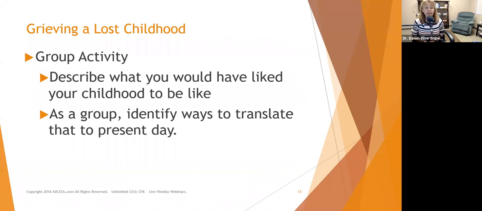If you would have liked to have had a parent that was supportive of your hobbies or your sports activities, okay, now, how can you be supportive of your own? How can you make sure you make time for it? And who in your social support system can be your encouragement and your cheerleader? A parent doesn't have to be the only one that provides that support and encouragement.